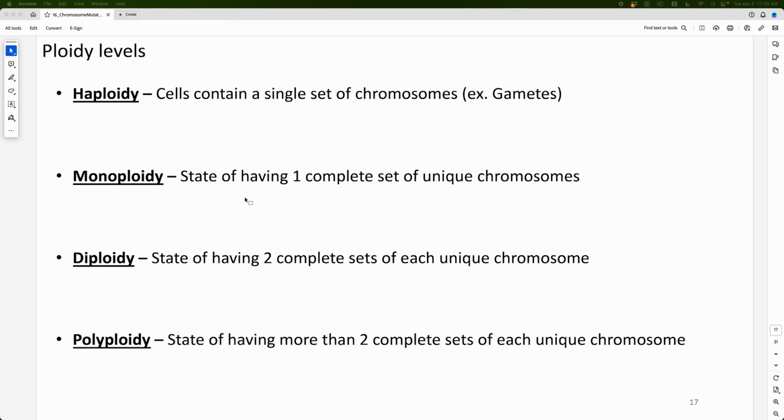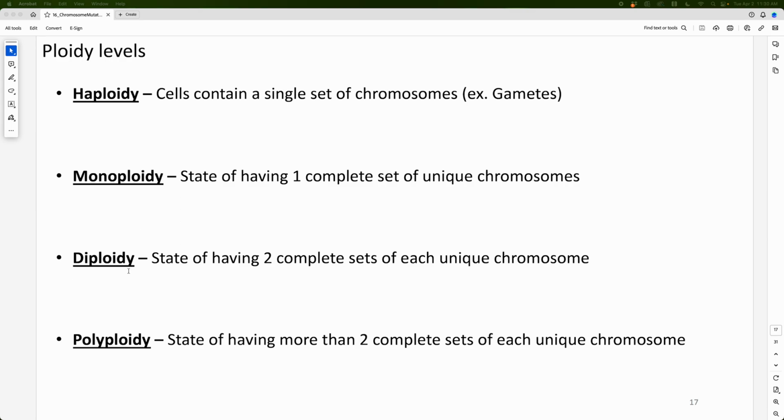They have one circular chromosome that has all of the genetic information on it. You could have one complete set of unique chromosomes where an organism has multiple chromosomes, but they only have one copy of it. These are going to typically be more commonly observed in our single-cell organisms that do not undergo sexual reproduction or the combination of gametes to get to an individual.